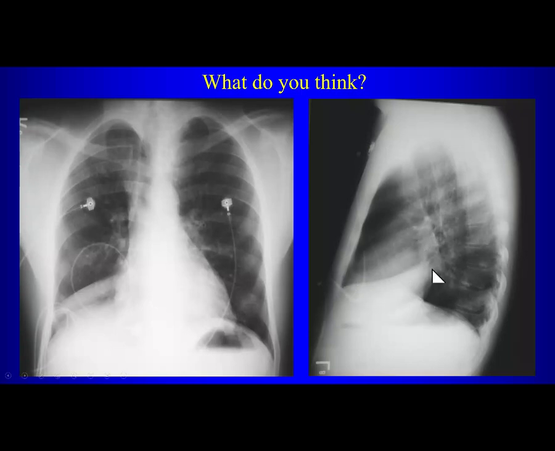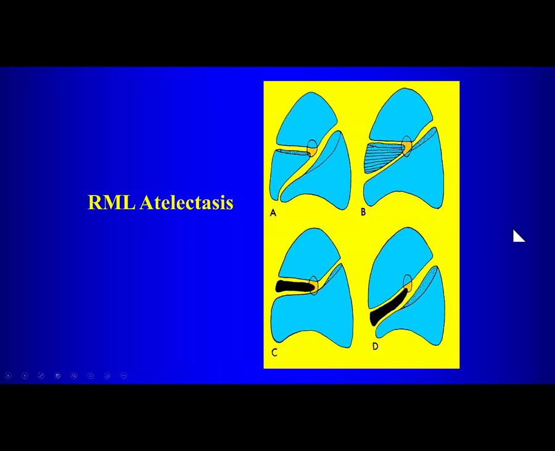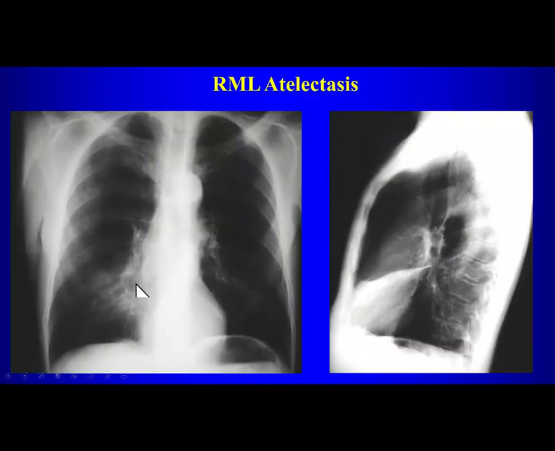So that triangular opacity overlying the heart border on the lateral view, right, is pretty good indication of something wrong in the middle lobe. Okay? And in this case, this turns out to be the minor fissure that is inferiorly displaced. So it's clearly volume loss in the right middle lobe. It's an example of right middle lobe collapse, or right middle lobe atelectasis. So the right middle lobe collapses downward. It's sandwiched between the right upper lobe and the right lower lobe, and can give you this triangular shaped opacity, often on the lateral view, nicely superimposed over the heart border.